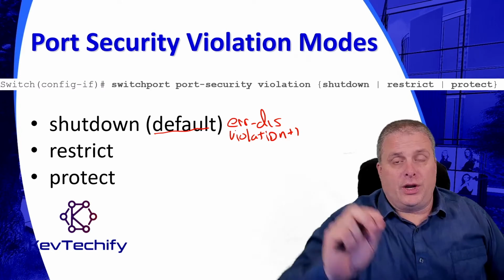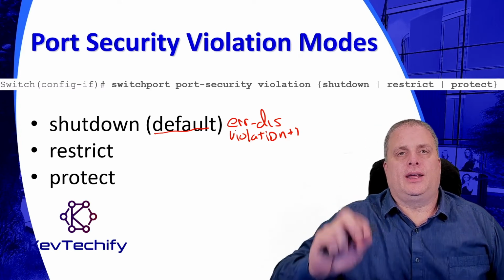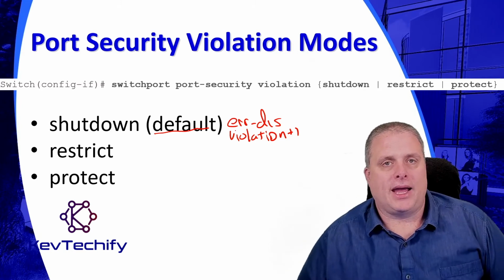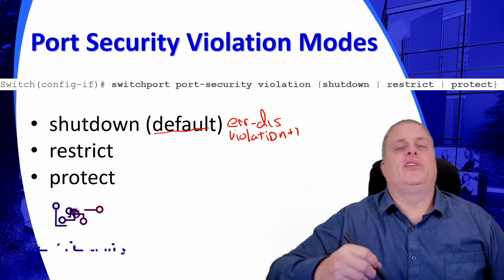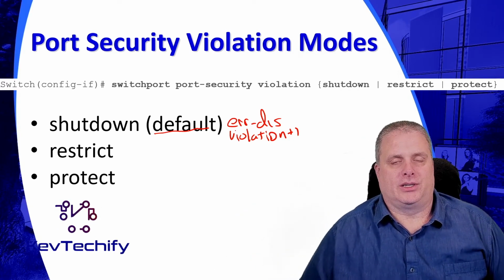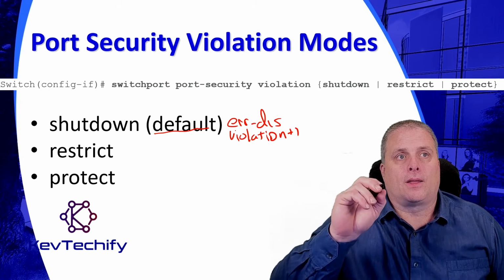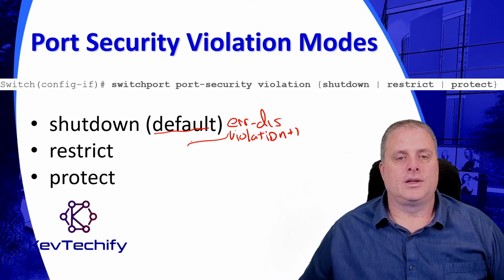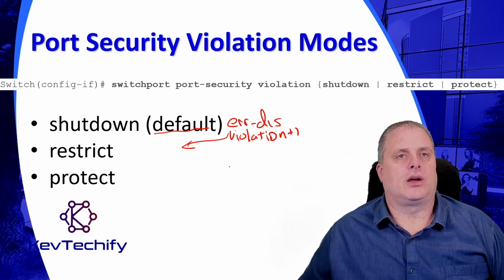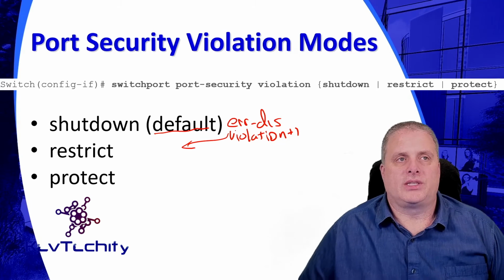Now, what you have to do as an administrator is one of two things. Either go in there and remove that first MAC address as an allowed one, or increase the number of allowed MAC addresses. This restrict mode also causes our violation counter to go up by 1, and it does a syslog entry. And so that way, when you look at your logs, you can see what's happening.